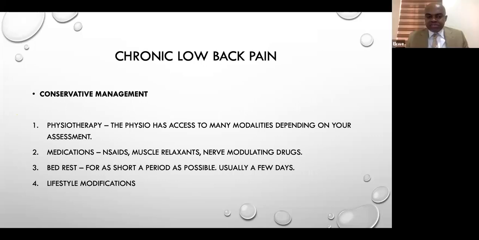And the first level of treatment is what we call conservative management, where you're not doing any intervention, and this is hinged on 4 legs. One leg is physiotherapy, which is probably the most important leg. There are many modalities that the physiotherapists depend on, and sometimes they will strengthen the muscles of your back or do some back manipulation or something that will relieve you of the pain.